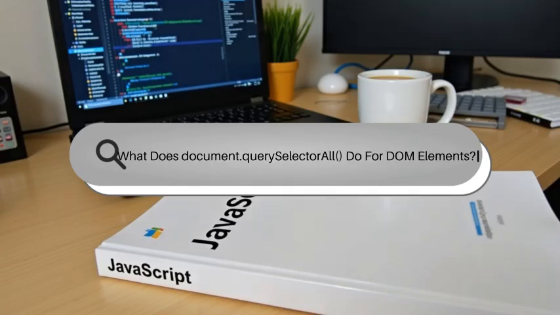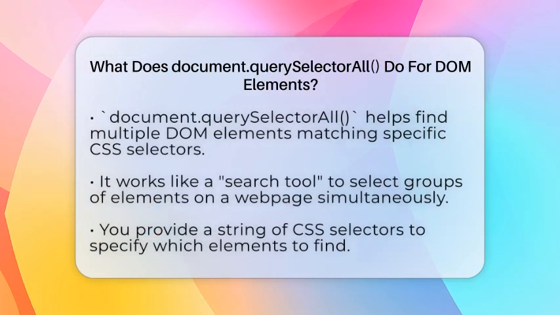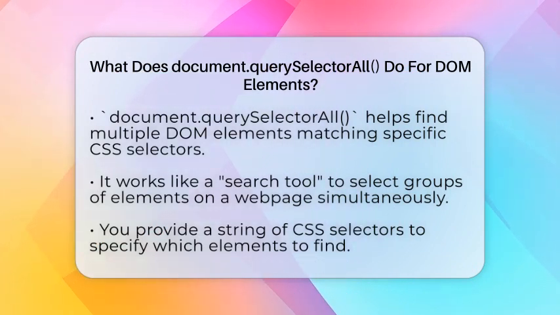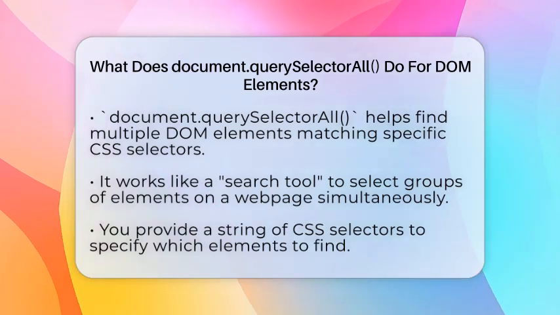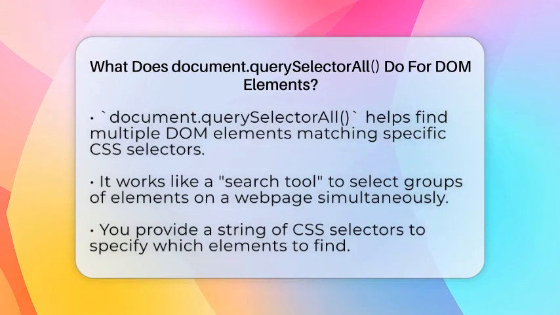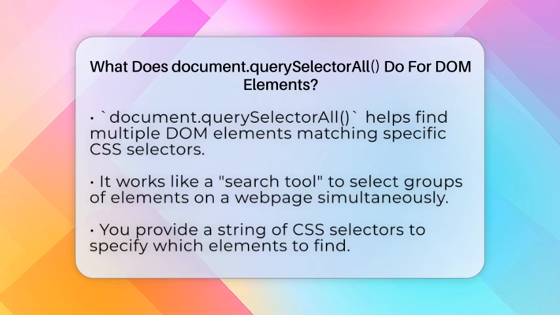What does document.querySelectorAll do for DOM elements? Imagine you are trying to find all the toys in a toy box that are red. In web development, this is similar to selecting multiple elements on a web page. If you want to grab all the elements that match a certain pattern or style, you can use a special JavaScript tool called document.querySelectorAll. This method helps you find and work with groups of elements at the same time. It is like having a magic wand that points to all the items you want in one go.